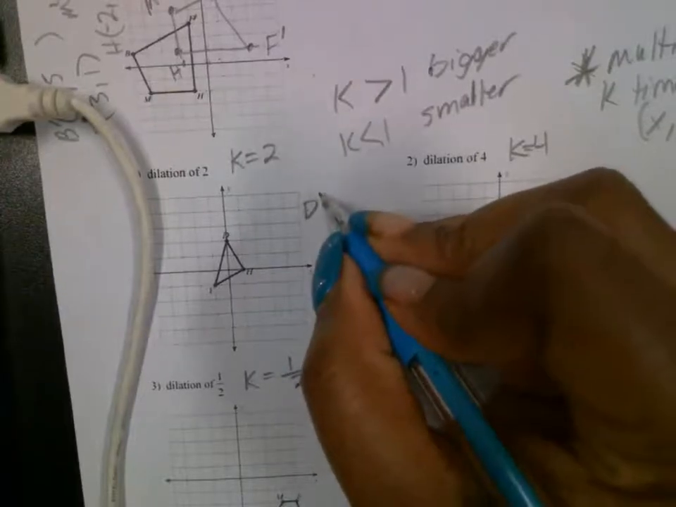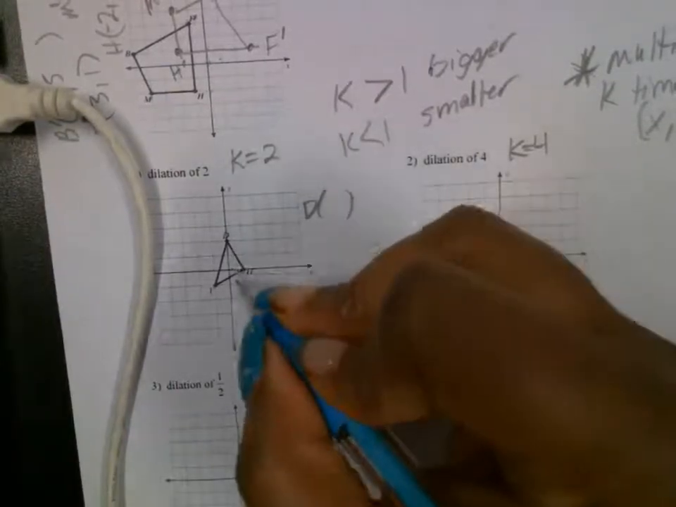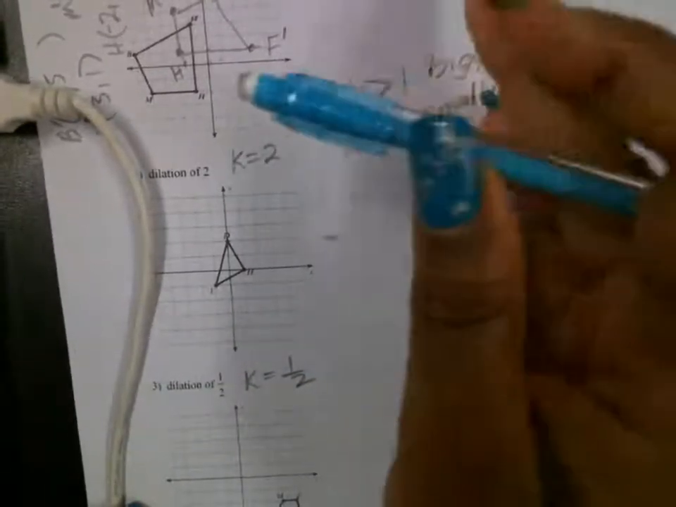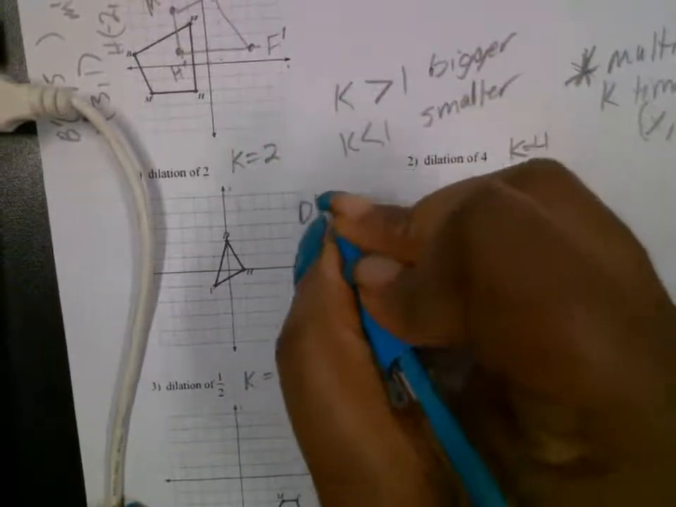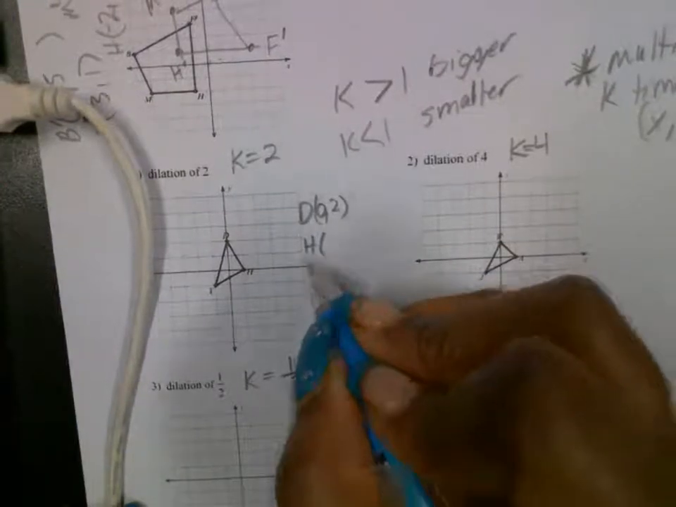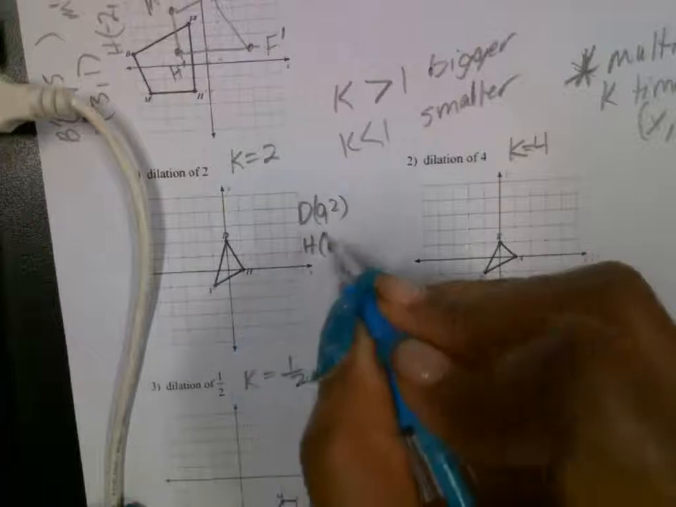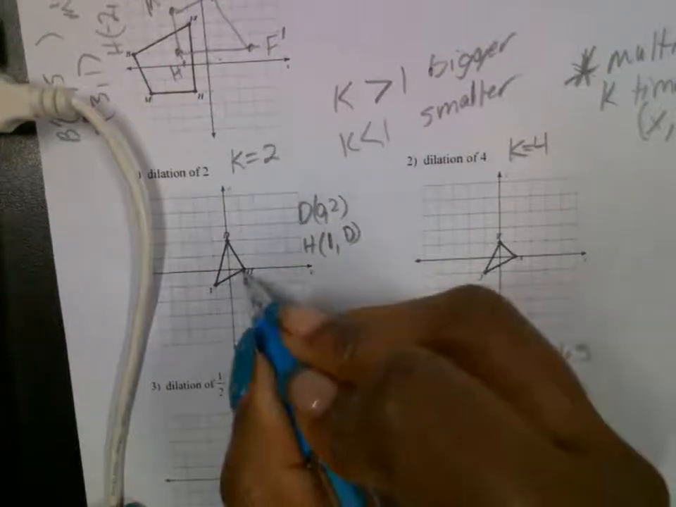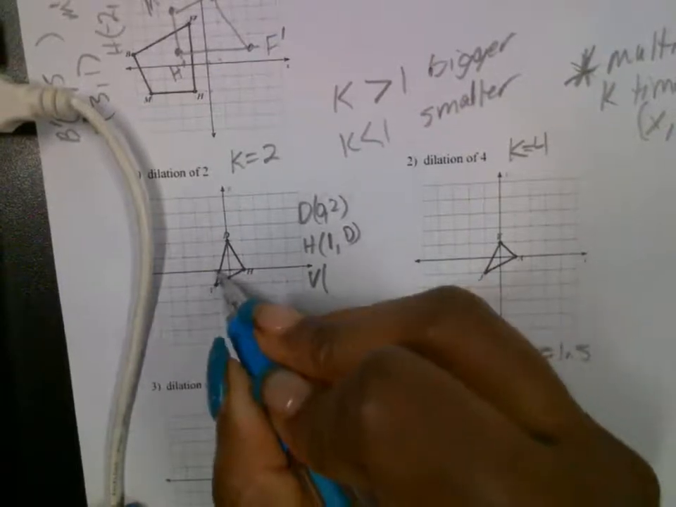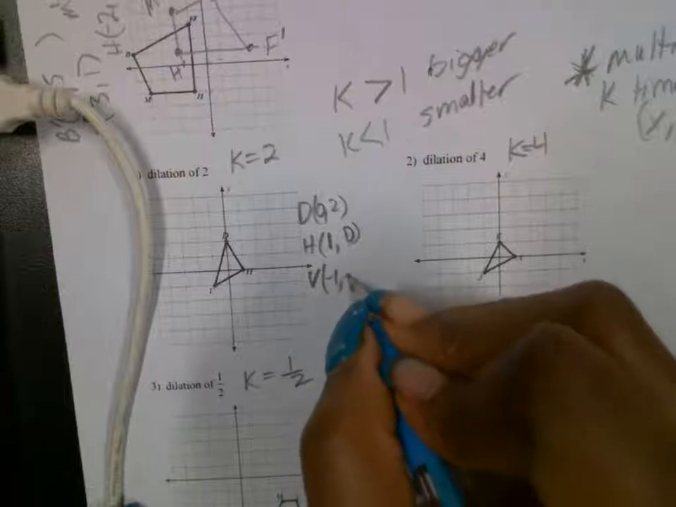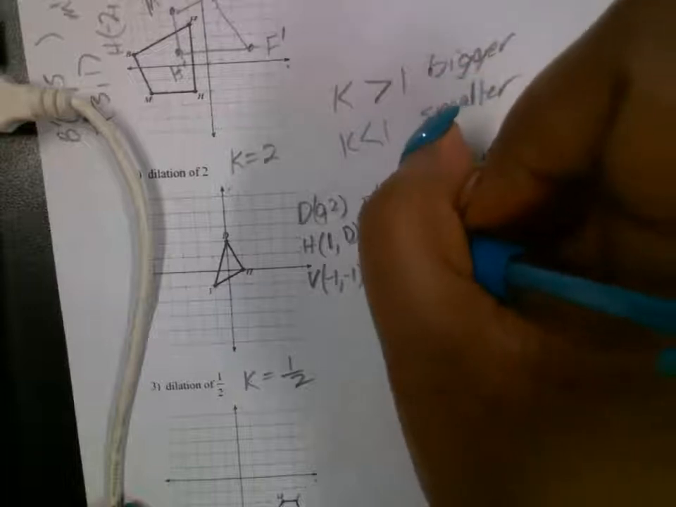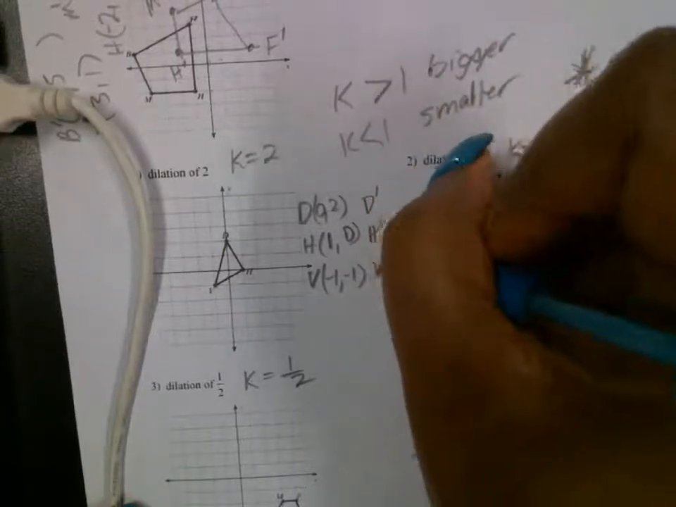We have D, H, and V. D is 0, 2. H is 1 and 0. You have to go over 1 and then up or down is 0. V is -1 and -1. So now, how do you get your new ordered pairs, D prime, H prime, and V prime?